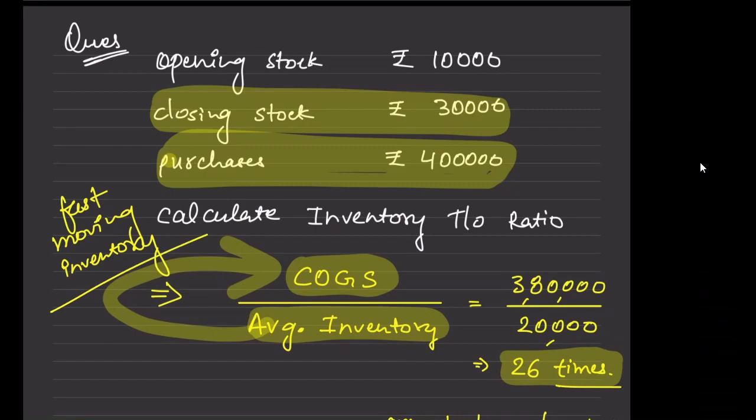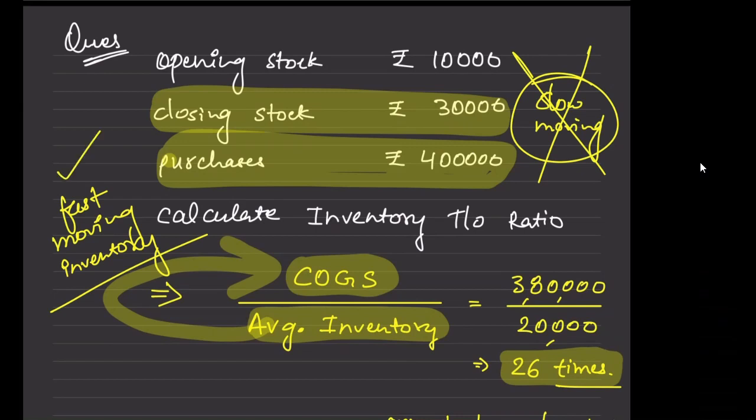And if your inventory is fast moving, that means your goods are easily being sold. But if your inventory is slow moving, that means there is a problem with the sales, and it might be a sign that the company may incur some losses due to inventory. So slow moving inventory is not preferable, but fast moving inventory is preferable.